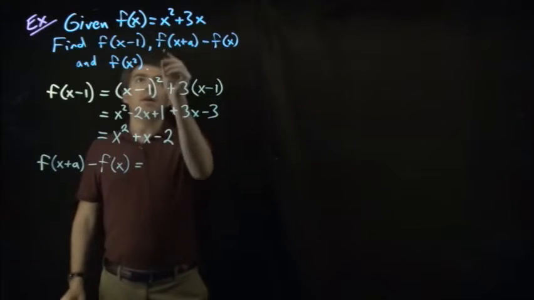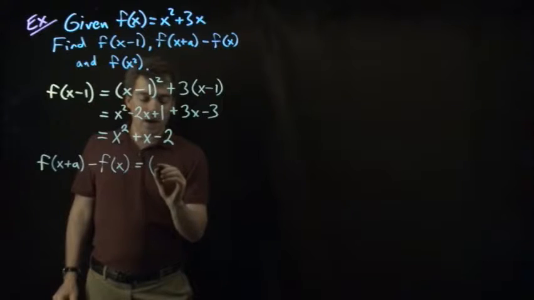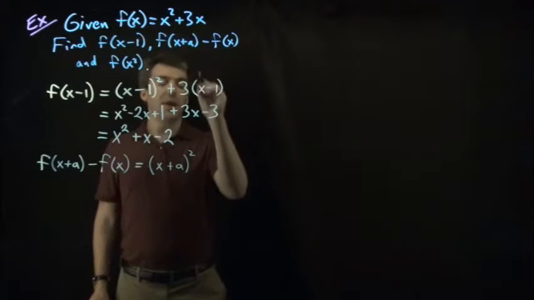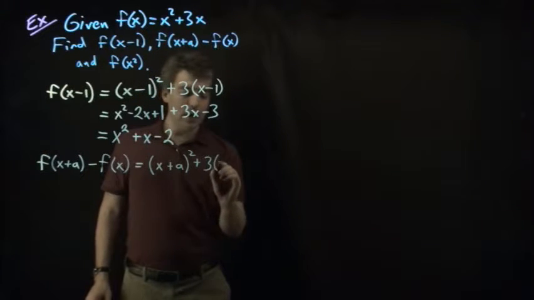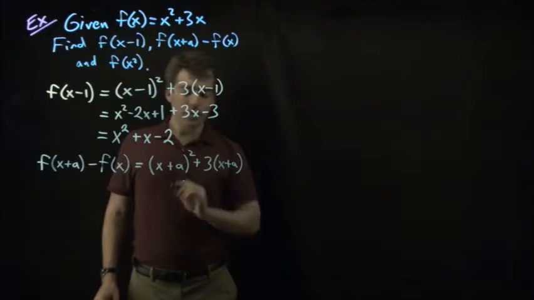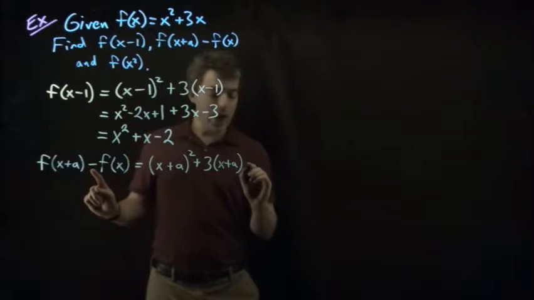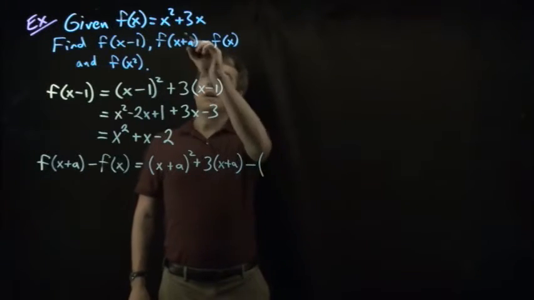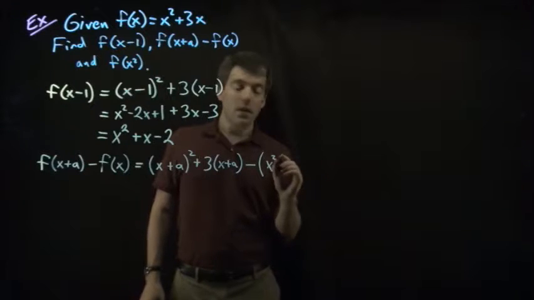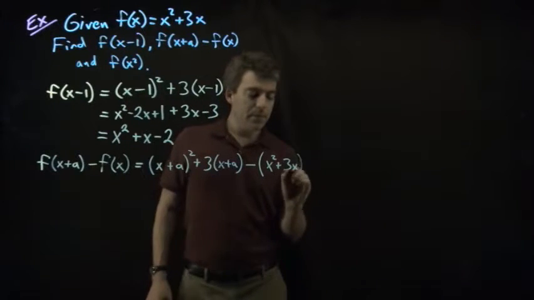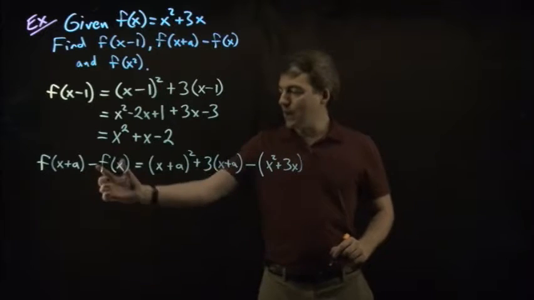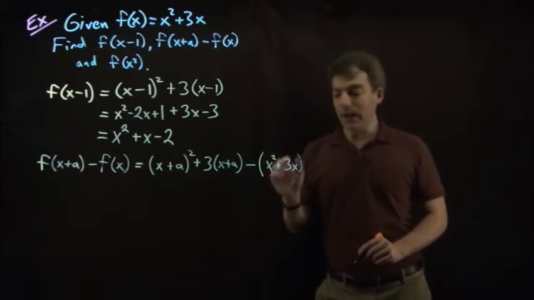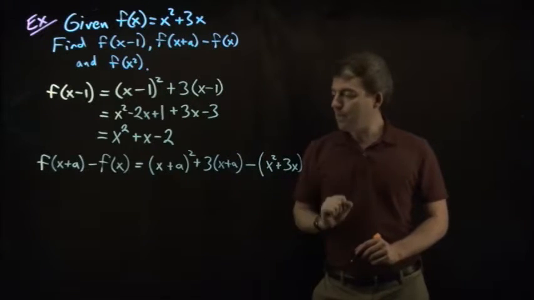F of x plus a, we have x plus a, quantity squared, plus 3 times x plus a. Then we're going to subtract f of x. And when we do that, we'll want to put parentheses in here. So x squared plus 3x. And we put the parentheses here because we want to subtract the function, the whole function. So we want to treat it as one thing being subtracted. So the parentheses make that clear.